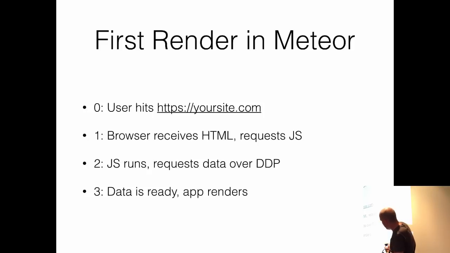Then the JavaScript comes back and it runs. And in Meteor's case, it then goes and fetches all the data that it needs to render the app. It uses DDP to do that, which is a WebSocket protocol that Meteor uses for all of its client-server communication. DDP is pretty cool. Then eventually that data will come back over the wire, your app is ready, and it will render.